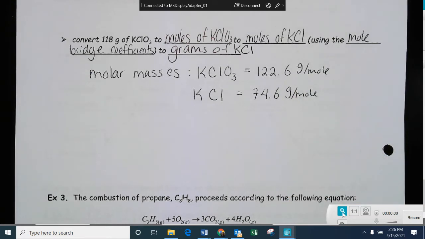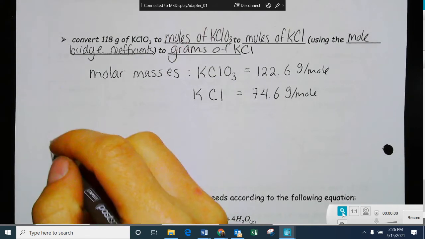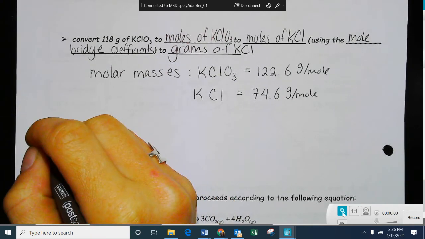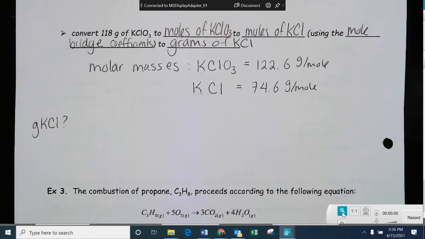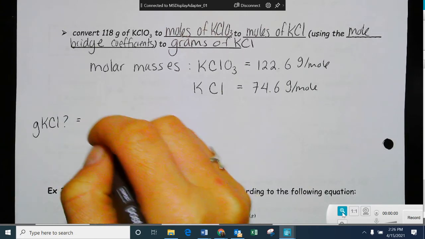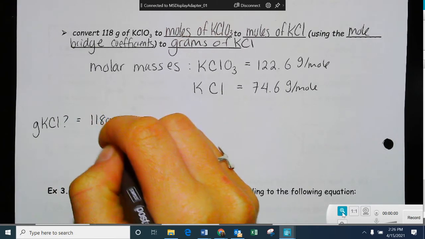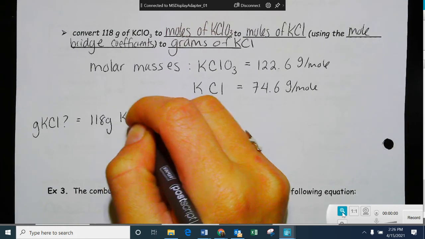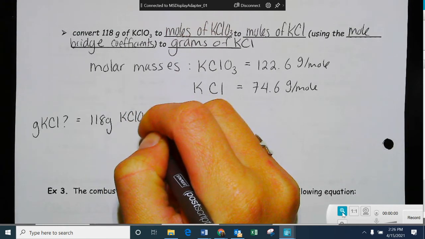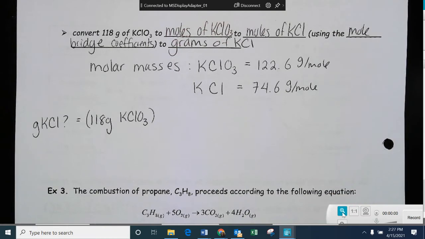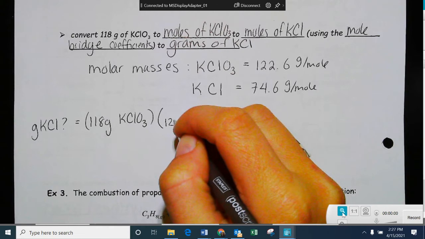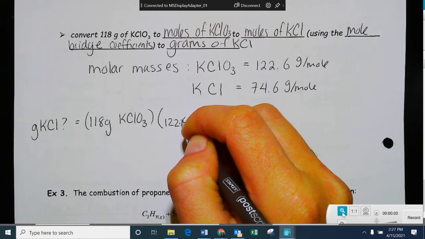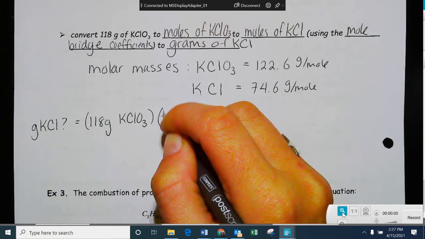So we're going to make a whole long string of fractions now and use our unit conversions. So we're looking for the grams of KCl. We don't know what that is. So what we're going to start with is our known, which is 118 grams of potassium chlorate. I'm going to multiply that by my molar mass of potassium chlorate, which is 122.6 grams per mole.